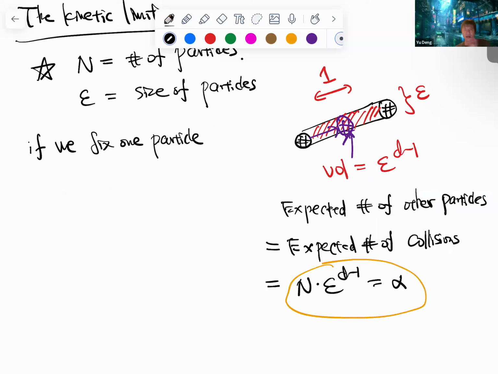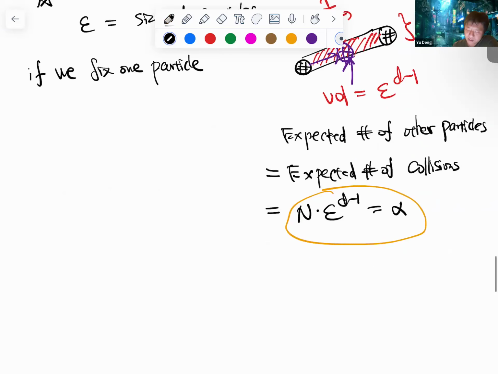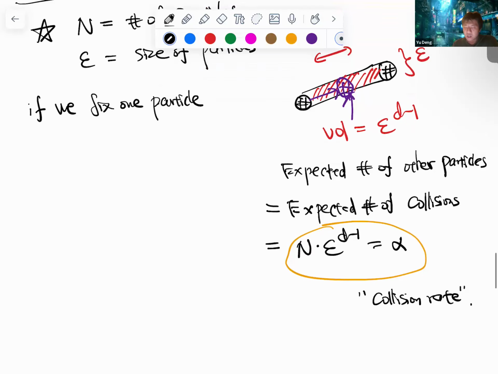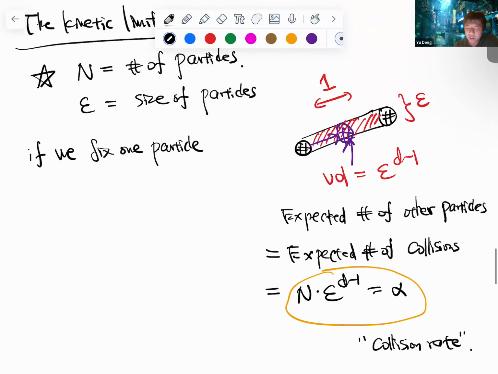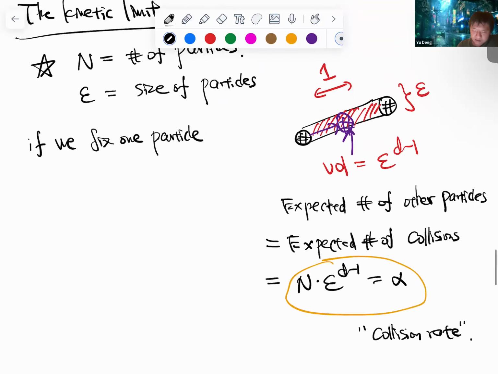So this alpha we may refer to as the collision rate. Or think of 1 over alpha, which is the size of the so-called mean free path, the distance that the particle travels before its first collision. These are equivalent descriptions. In our limit, we're going to set this alpha to be a constant.